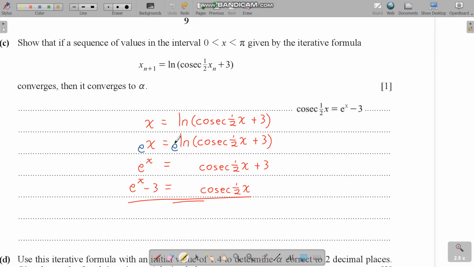of both sides, because on the right you cancel out. We have only e to the x equals the argument of the logarithm, and then we subtract 3 from both sides, and we get the equation in the first part. So this is proven, only 1 mark for this.